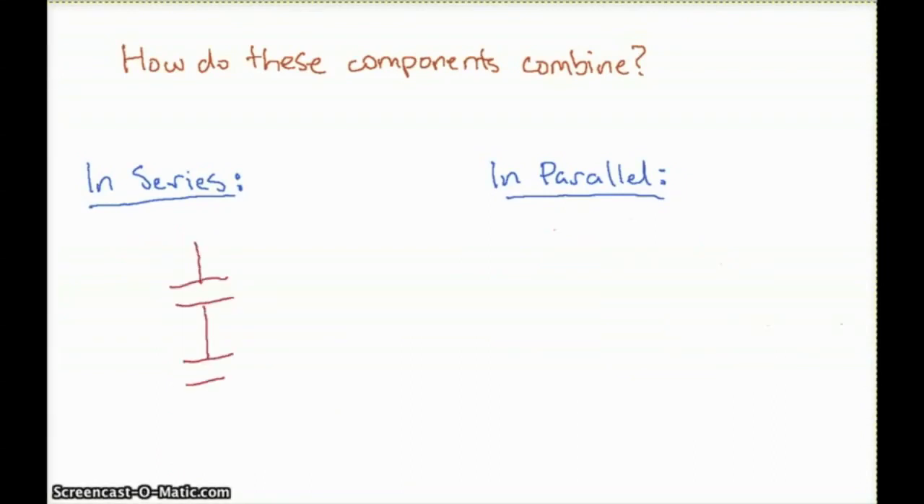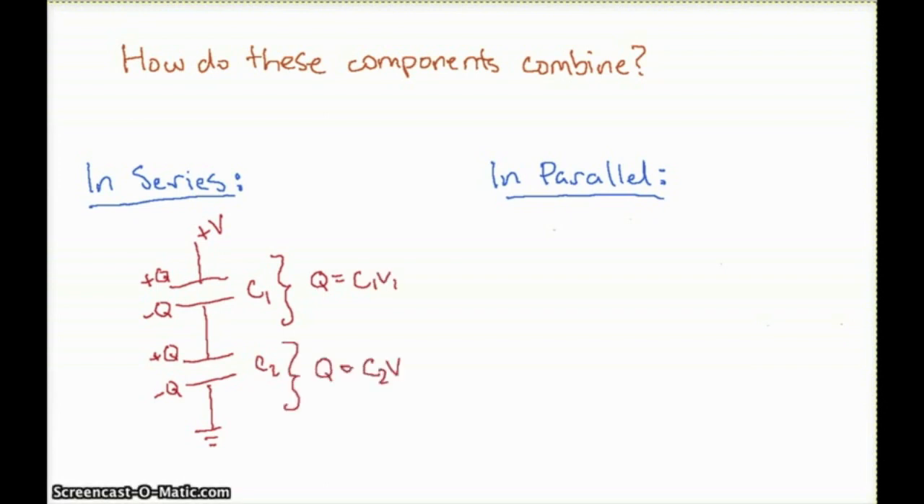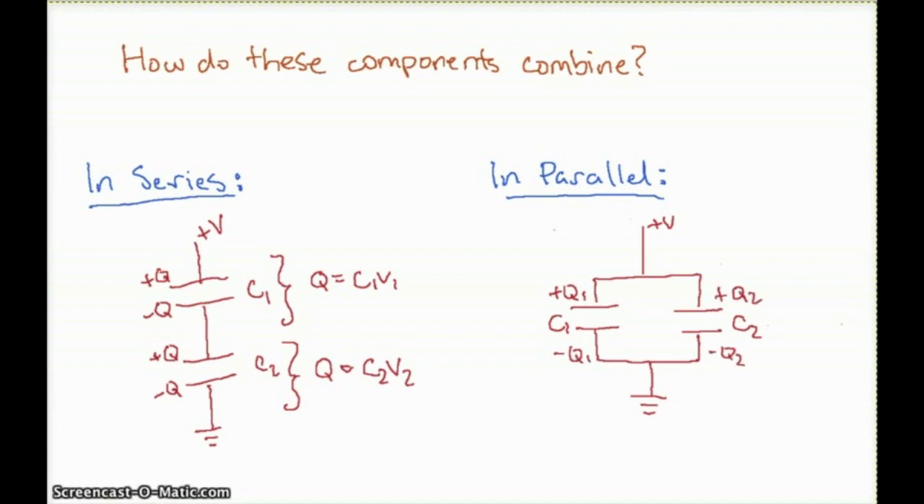Similarly, applying a voltage across capacitors in series means that the same charge will be built up on either capacitor. Then the voltages across each individual capacitor will be determined by that charge and the individual capacitances. Capacitors in parallel will each have the same voltage across them, but will each have different charges built up. The charge will be the voltage times the capacitance.